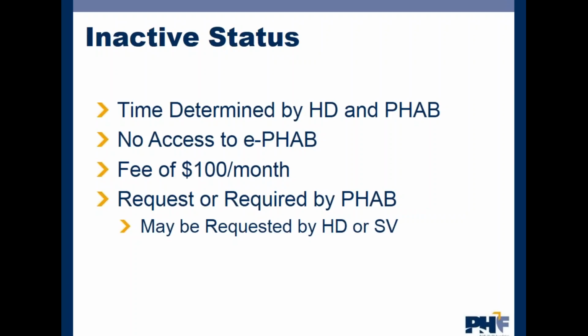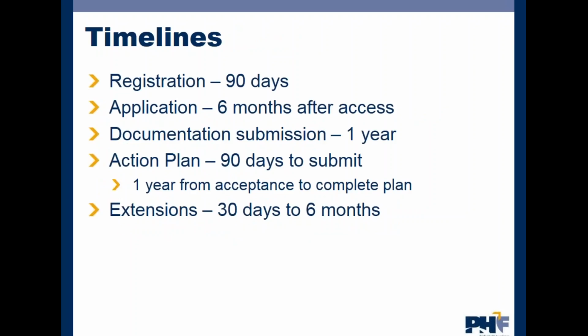For example, we had one department that had over 70 measures reopened out of 101 during the completeness review. This is a situation where PHAB may say, we're putting you on inactive status so that you can correct this. The health department itself may request it, and site visitors could even recommend it to the department. So here are the main timelines in the process, and we talked about most of these. Extensions are 30 days up to 6 months, generally, is the time that is granted there.